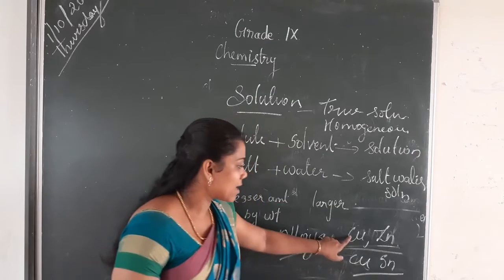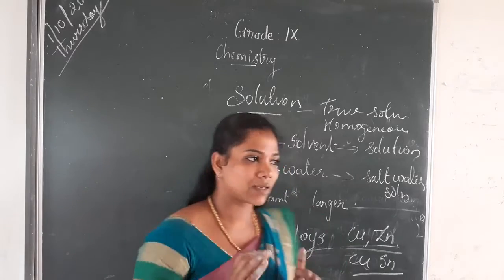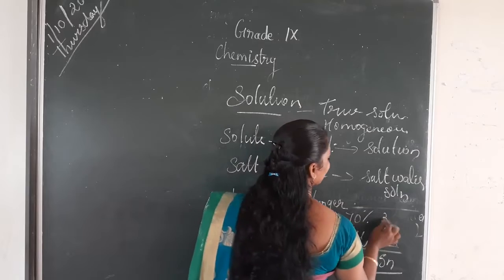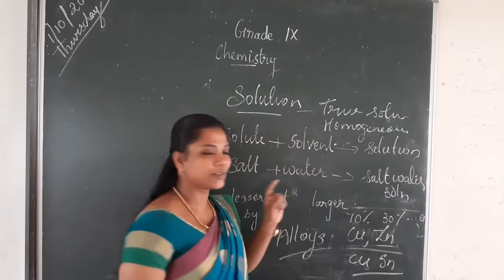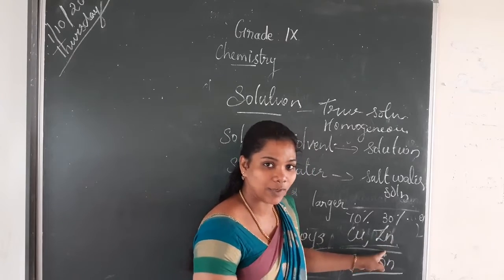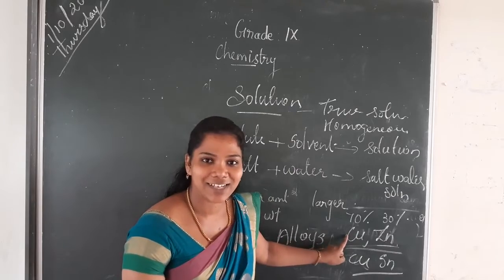You see, here we are using copper in major quantity. For example, if you are taking 70% copper and the remaining 30% zinc, which is the solute? Which is lesser in amount? Zinc. So zinc is called the solute. Which one have we taken in larger quantity? Copper. So copper can be considered the solvent.